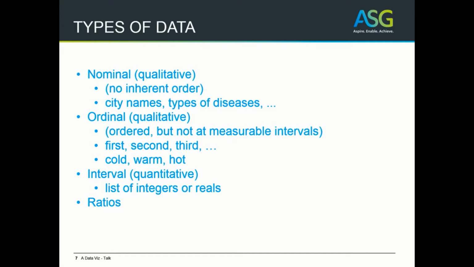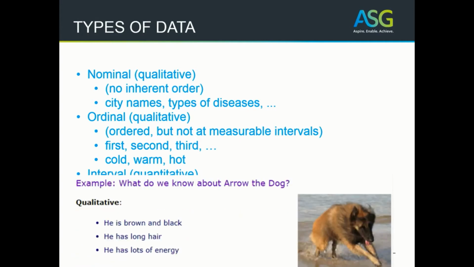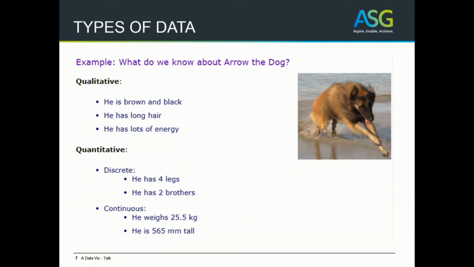So data is basically either in qualitative form or quantitative form. In qualitative it is either nominal or, oh come on, I just promised you guys that it's going to be entirely a visualization, right? So let me switch to a picture now. Yeah, let's talk about the dog which is in the picture. His name is Arrow.